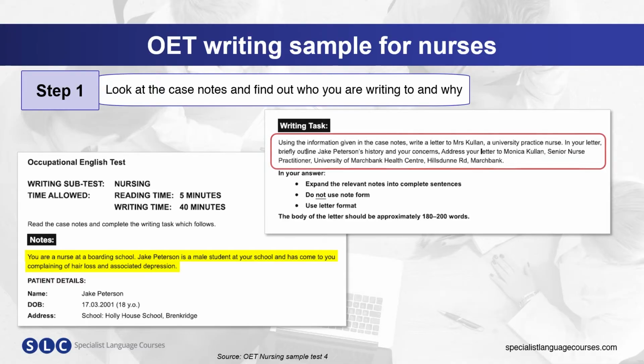Now look at the task where you will find out who you're writing to and why, and you need to write to Mrs. Cullen, a university practice nurse, and the reason you are writing is in the task. Briefly outline Jake Peterson's history and your concerns. This is also where you find the address to use in your letter.